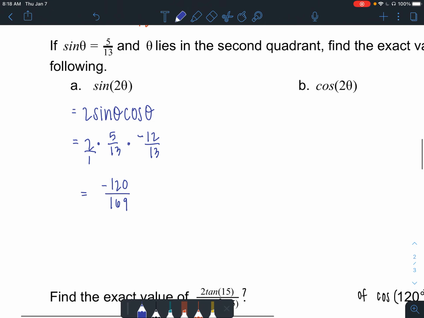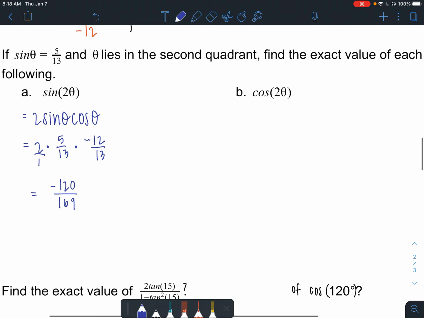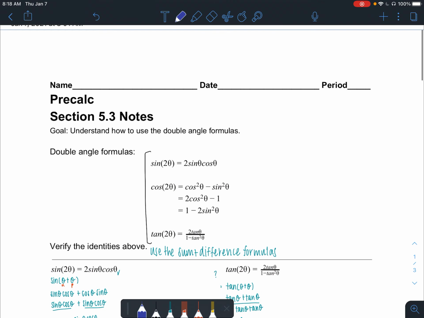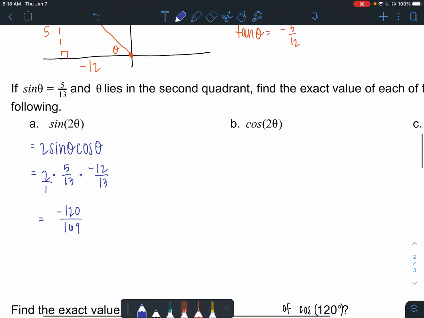Okay, so I do not believe that simplifies any further. All right, cosine of 2 theta. So we have a few formulas we can use. Let's actually look and see. I usually do cosine squared minus sine squared. It's the one I remember the most. But it really doesn't matter which one you use.